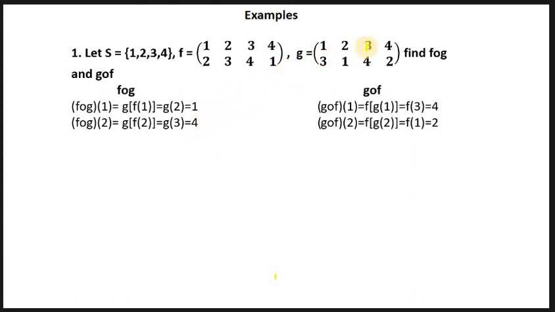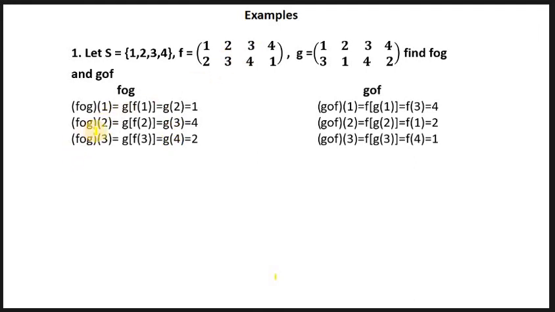Similarly, take second element of g, that is g of f of 2, which is f of g of 2. g of 2 is 1. Hence, f of g of 2 becomes f of 1. f of 1 is equal to what? 2.